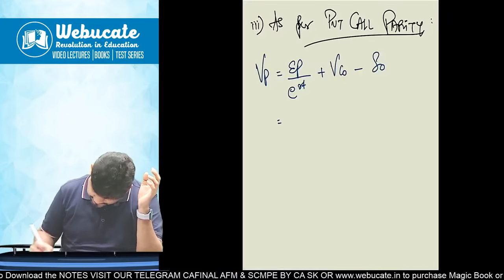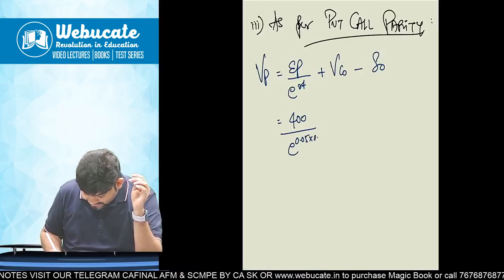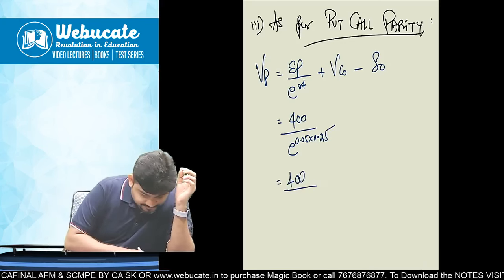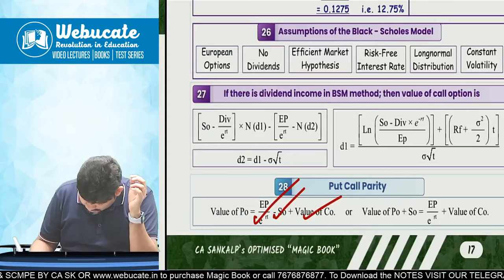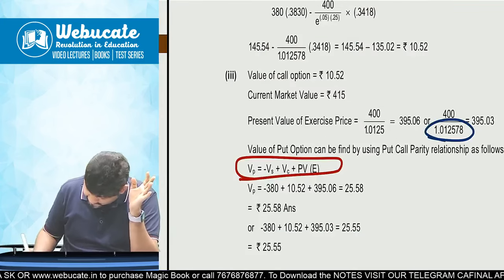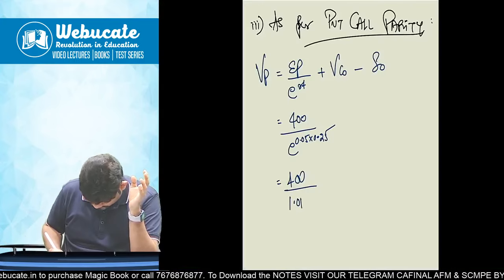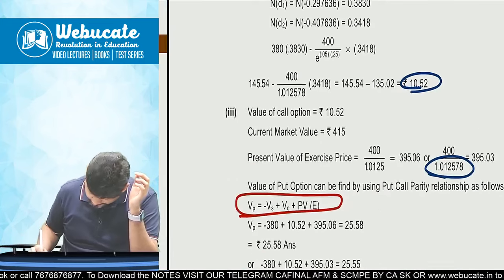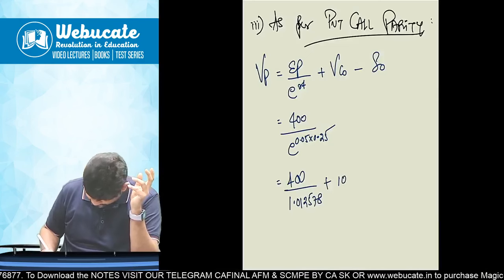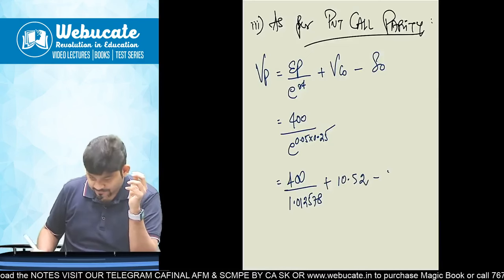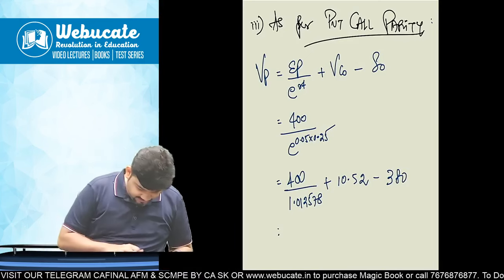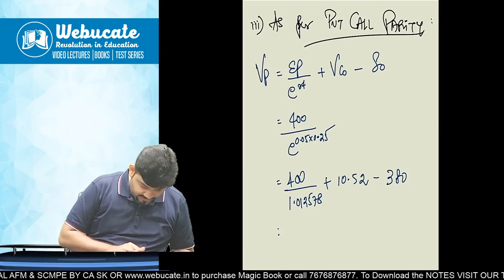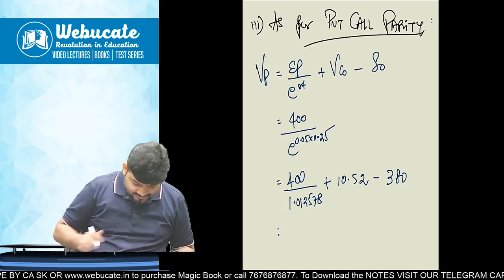So 400 divided by e raised to 0.05 into 0.25 equals 400 upon 1.012578, plus value of call option that we will get from here is 10.52, minus spot is 380. So finally we will get the answer. Tell me how much it is. 400 divided by 1.012578 plus 10.52 minus 380. And the answer is 20.47.